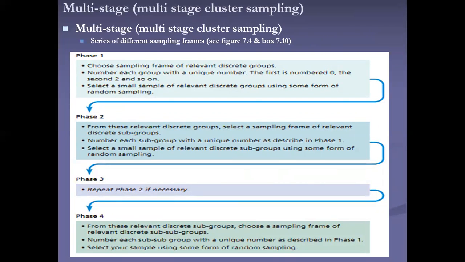For example, we assign a unique number as in stratified random sampling. Using this way, we can use random sampling for data collection.